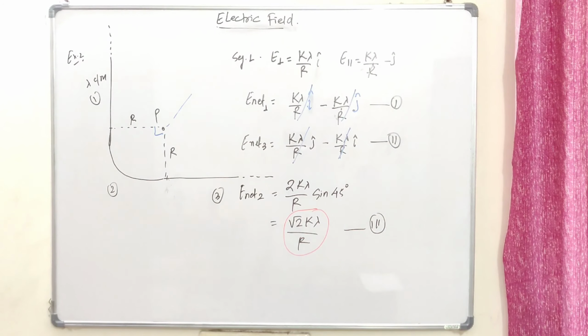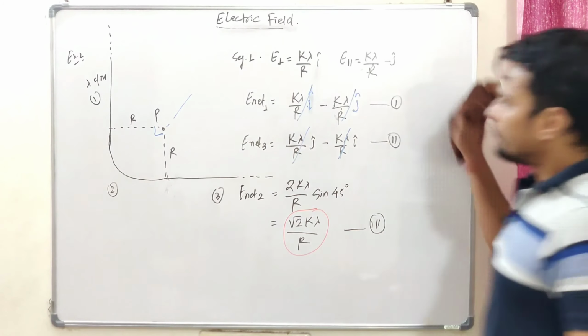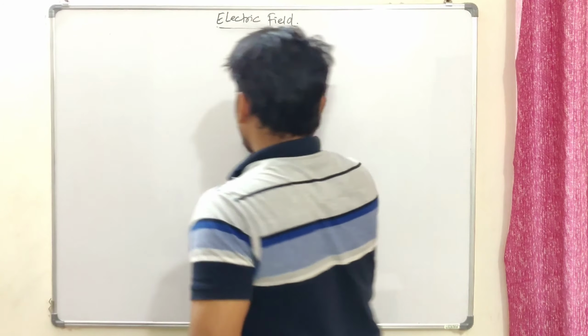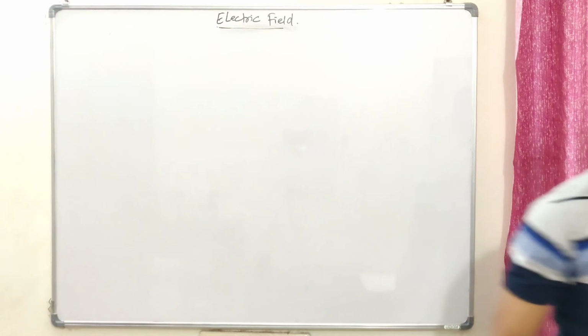Okay, let's quickly have one more question. I'm sure this is clear to all of you. The best way is to get the field in vector form, put it in i cap and j cap, and then just add them, and that's how you get it quite easily.